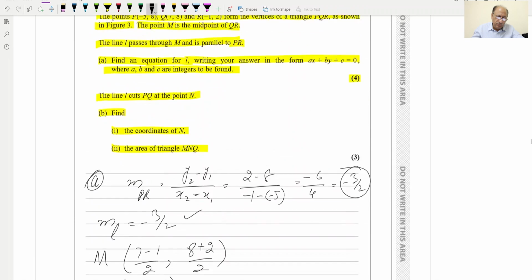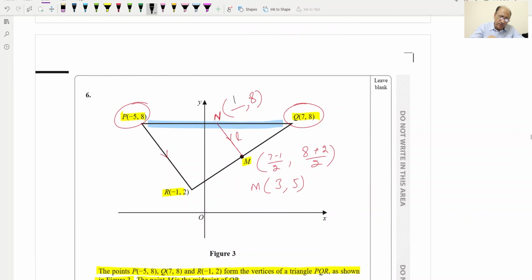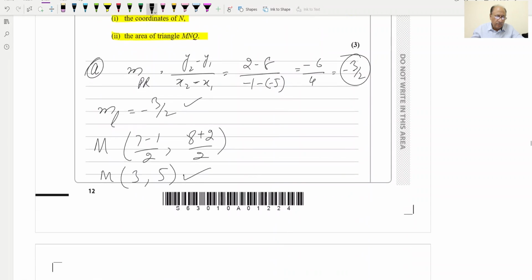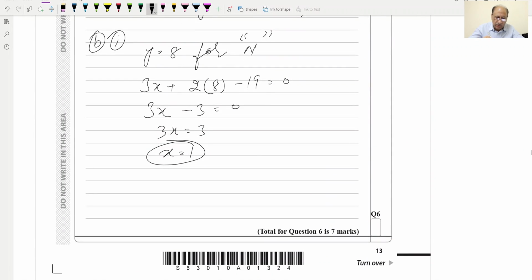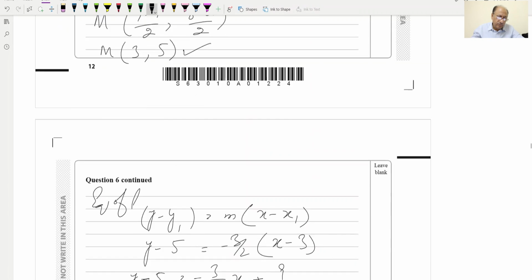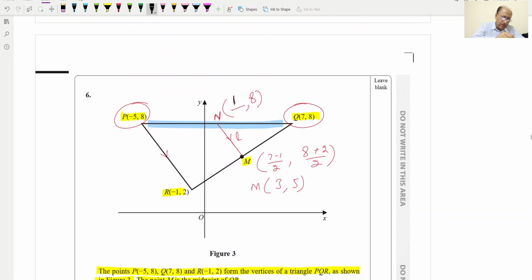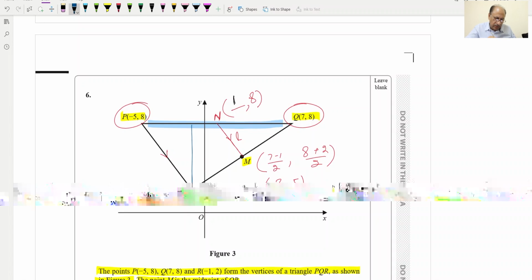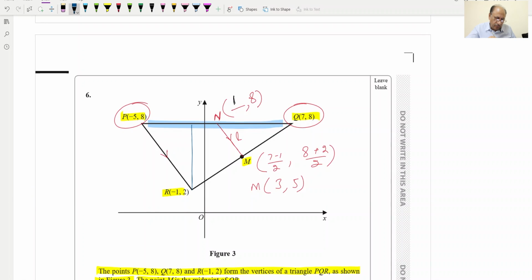So coordinates will be what? Coordinates will be 1 and 8. So N will have coordinates 1 and 8. This will be the coordinates which are required. Now area is required. For area, we can consider this triangle, and we can take height as this one. This will be the height, and y coordinate is changing from 2 to 8, so this will be 6.